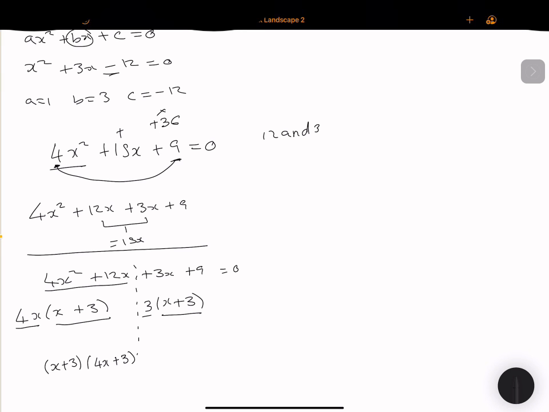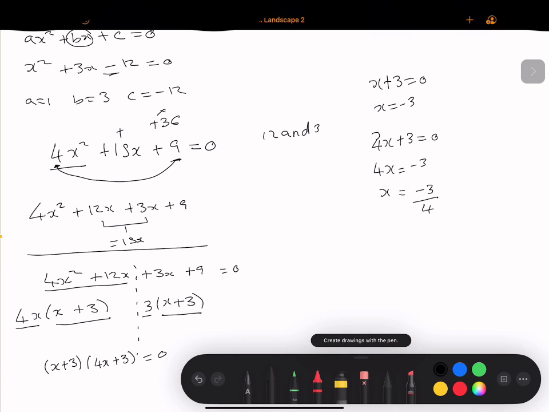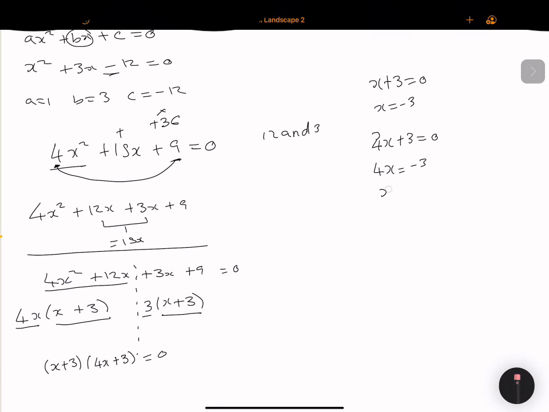Okay, now we can solve this because that all equals 0. So we've got x plus 3 equals 0, which will equal x equals -3. And we've got 4x plus 3 equals 0. 4x equals -3. x equals -3 over 4. Okay, so let's do another one of them.